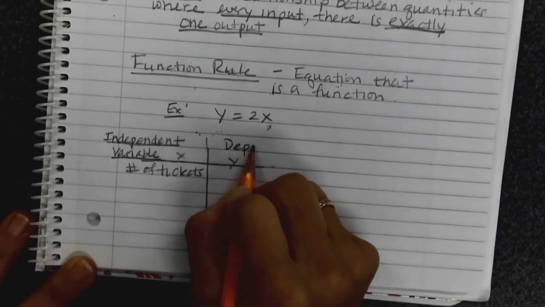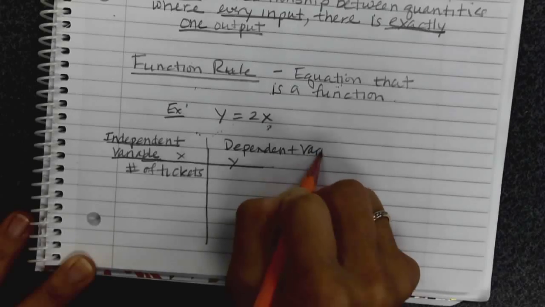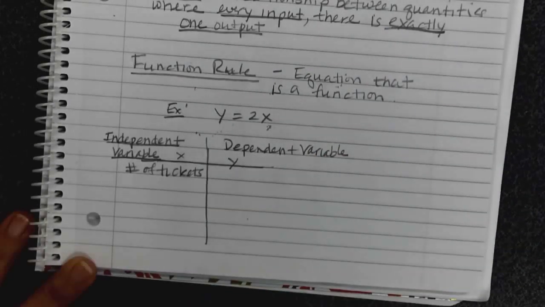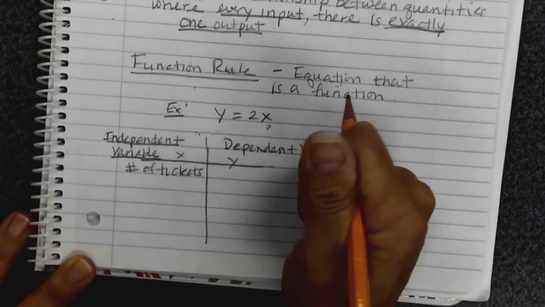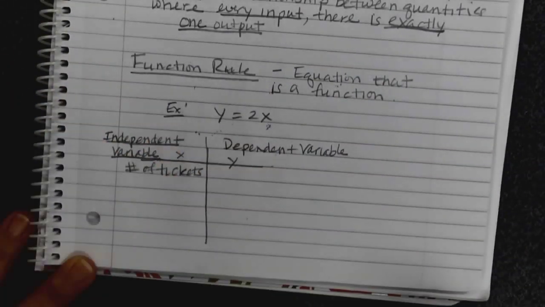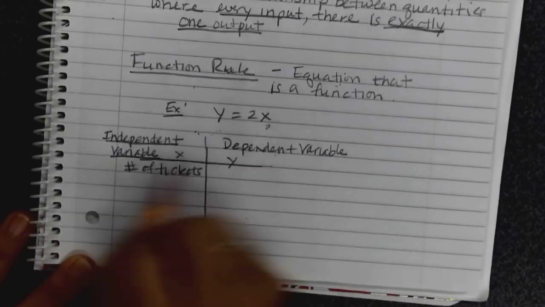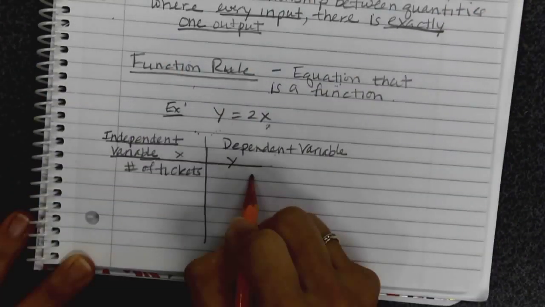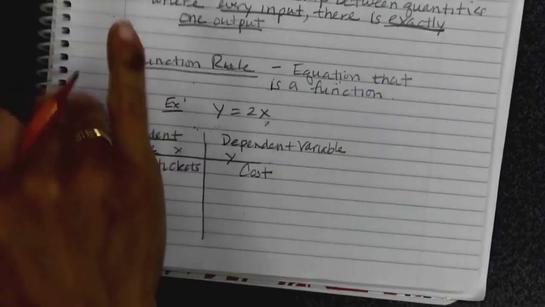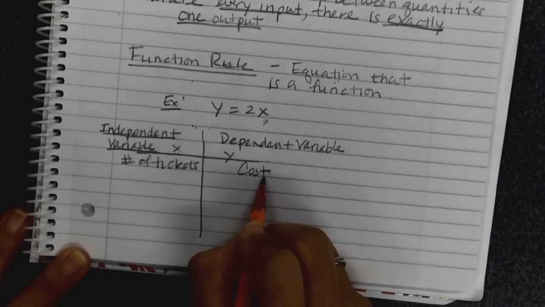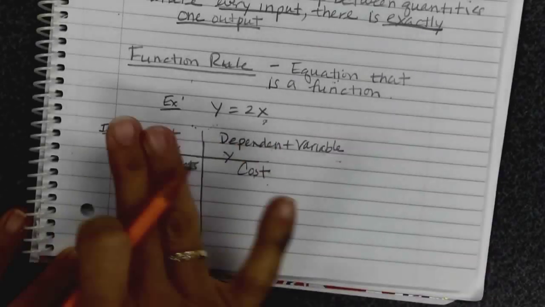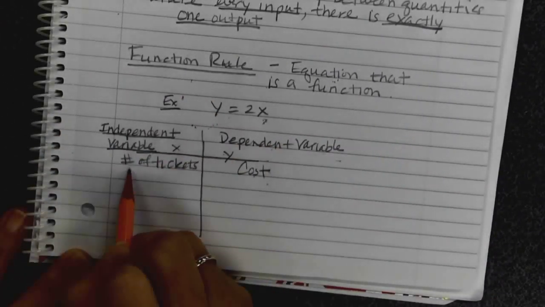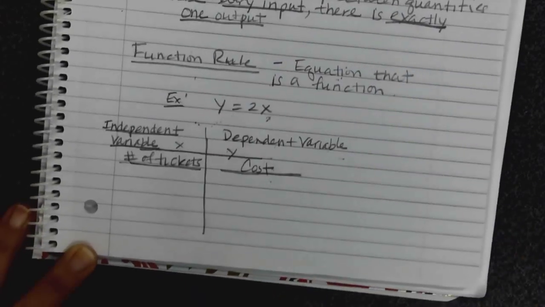On this side is the dependent variable. Dependent variable is the output. It's the y value. It's the result. So the dependent variable depends on what the independent variable is. So in this case, if I buy a number of tickets, guess what? The cost depends on the number of tickets. The cost is an example of a dependent variable. So the dependent variable describes your output, and the independent variable describes your input, where number of tickets is your input, cost is your output.